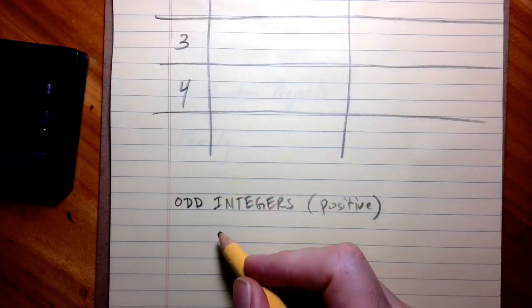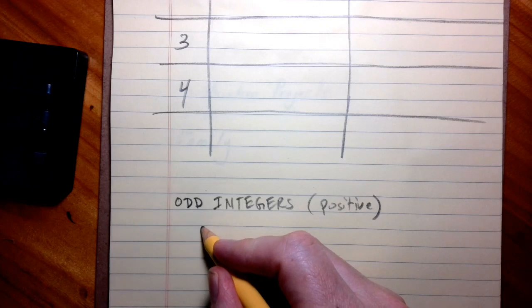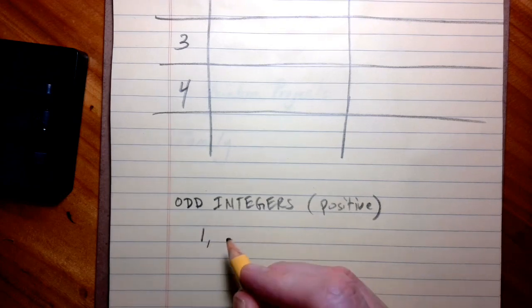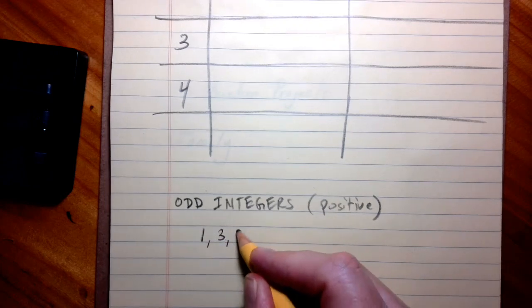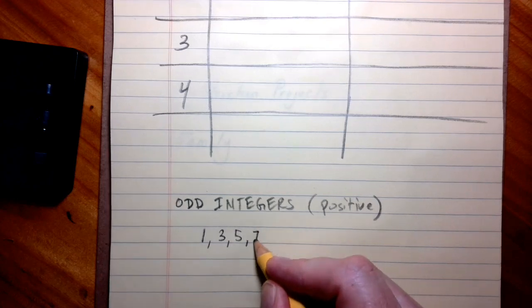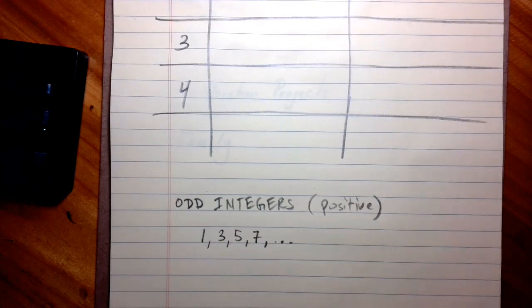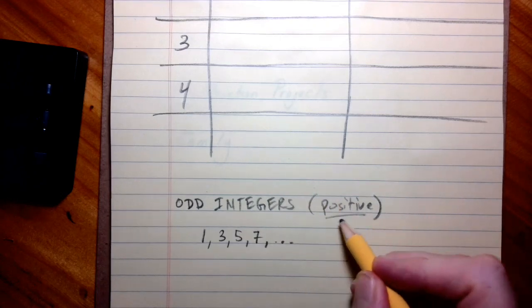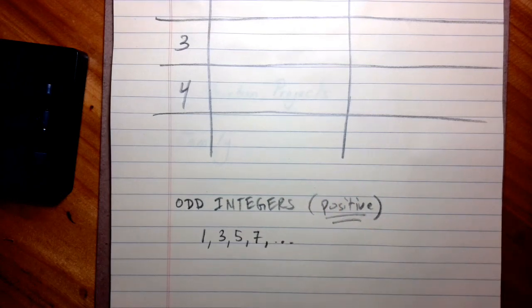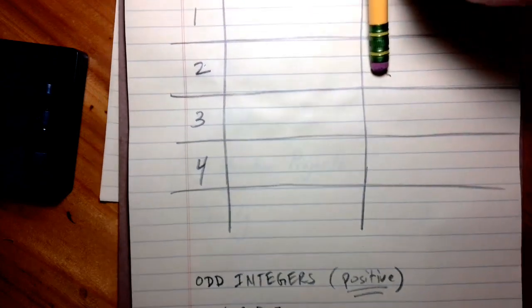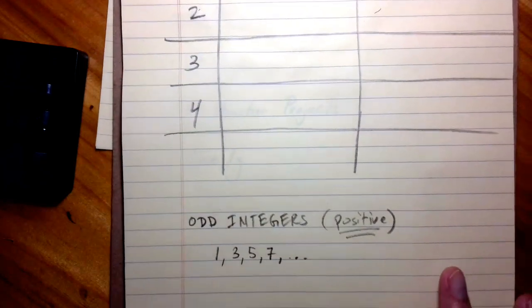Okay, let's take a look at odd integers. Odd integers start off like this: 1, 3, 5, 7, and so on. If we think about just the positive ones, what I want to take a look at is the steps. Well, maybe we can do this.